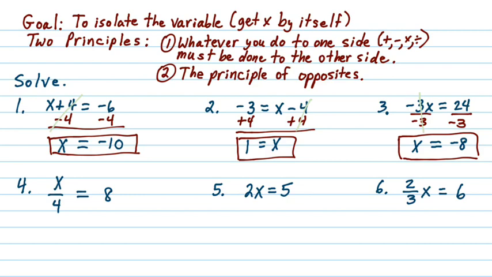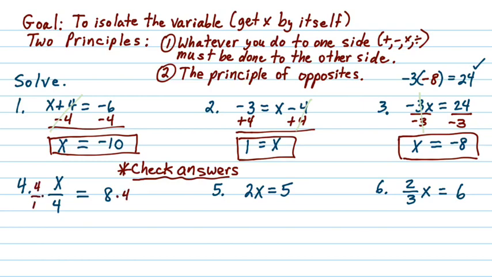Now I want to point something out here. With all these problems, we can easily check our answers. With equations, that's always true. So I'm going to put a note here, check answers. In this problem, notice negative 3 times our solution, negative 8, does equal 24. So again, this is easy to check. We can do that with any of these problems.